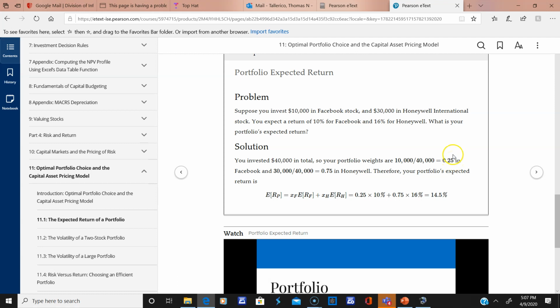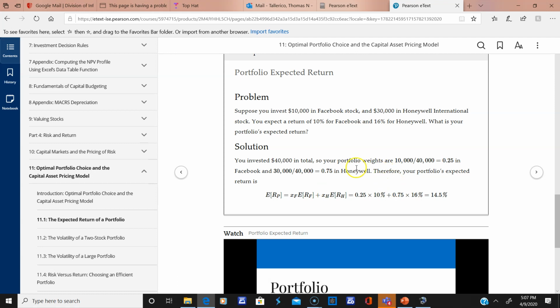0.25 is the weight for Facebook, and 0.75 is the weight for Honeywell. Therefore, this is how it goes: 0.25 times 10%, for Facebook, and 0.75 times 16% for Honeywell. And it comes out to 14.5%. They bungled the numbers on the slide so they were backwards, but it still works out. It worked out the same way.